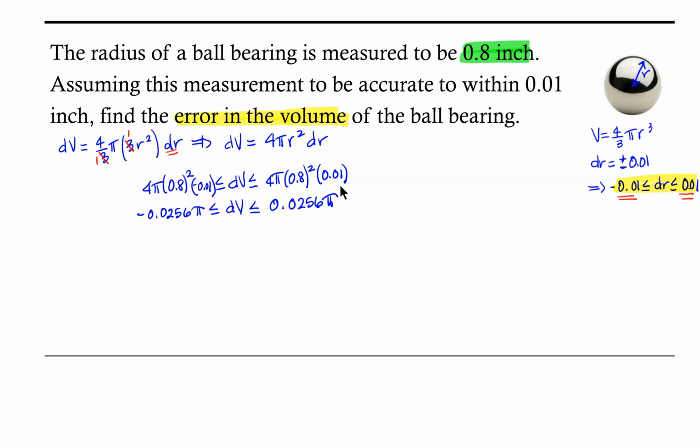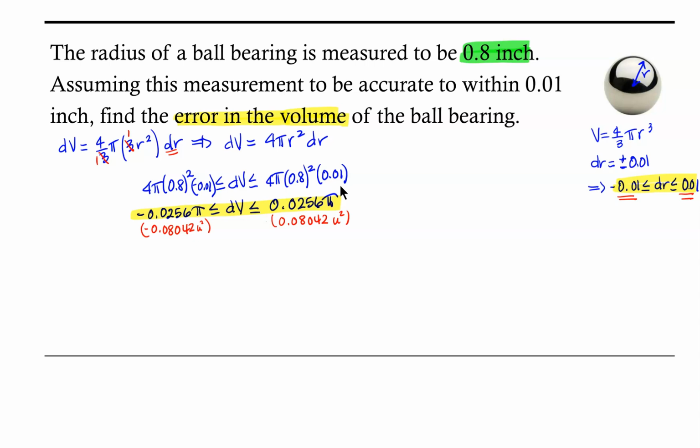Now, just to give you a sense of how big these numbers are, this is approximately negative 0.08042 units squared. And this is positive 0.08042 approximately units squared. These are both approximations. But we want to focus on the exact values, but just to give you a sense of what that error in the volume is. So this represents the error in the volume.